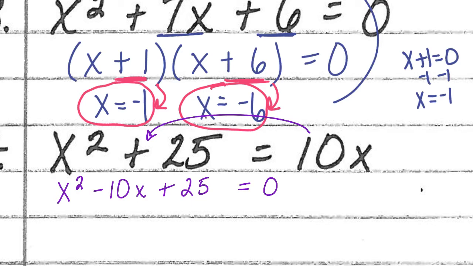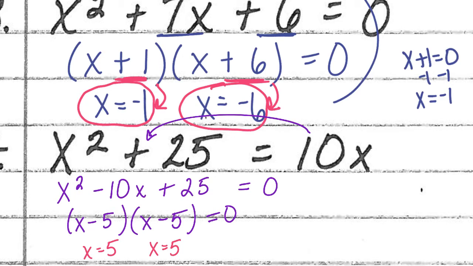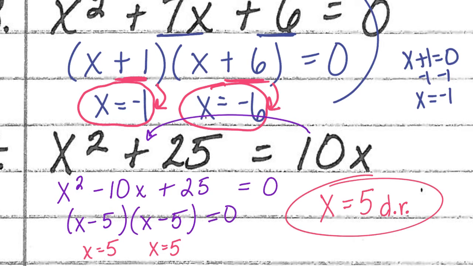What are the factors of 25 that add up to be -10? Good. That would be -5 and -5. So notice if I take the opposite out, this would just be x equals 5. And this one would also be x equals 5. But remember they said to solve it using double roots. So we would answer this as x equals 5 dr because there's a double root there.